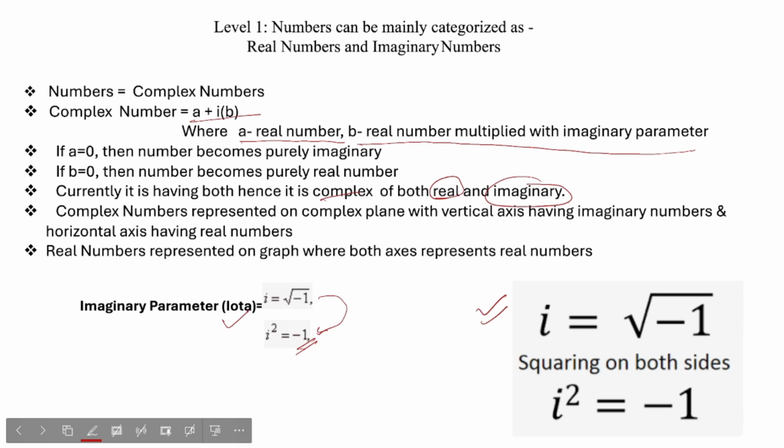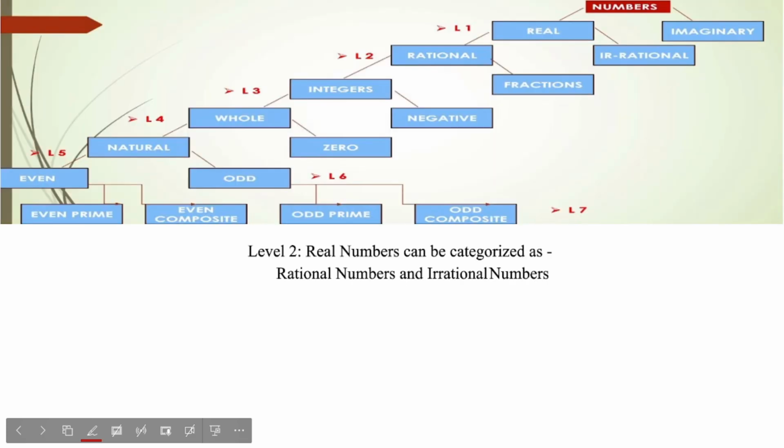So this is the basic difference between real numbers and imaginary numbers, why we have imaginary numbers and why we have a different category apart from real numbers. I hope this explanation makes clear everything about the different categories, real numbers and imaginary numbers, their uses and applications, and why they were invented. Now let's move further to our second level.